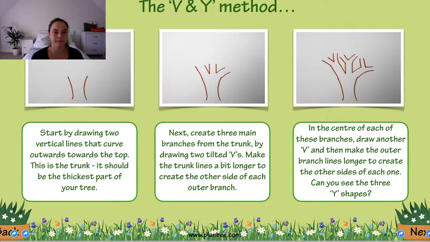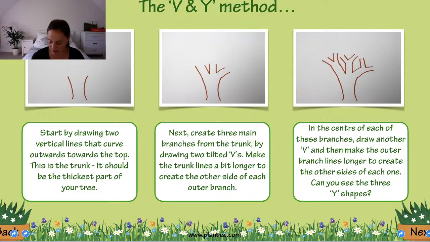In the centre of each of these branches, draw another V and then make the outer branch lines longer to create the other sides of each one. Can you see the three Y shapes? So let me see if I can show you.